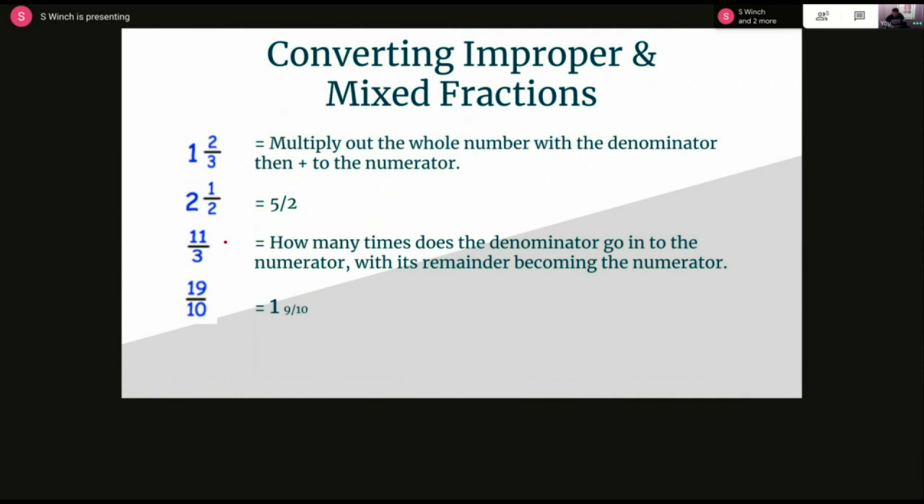With an improper fraction, to turn it into a mixed number, you find out how many times the denominator goes into the numerator. So how many 3s are in 11? Well, 3, 6, 9. So the answer will be 3, and then there'll be 2 remainder. So 3, 6, 9. How do I get from 9 to 11? You add 2. So the answer here will be 3 whole ones and 2 over 3. And here's one more demonstration. 19 over 10 would give you 1 whole one and 9 over 10.